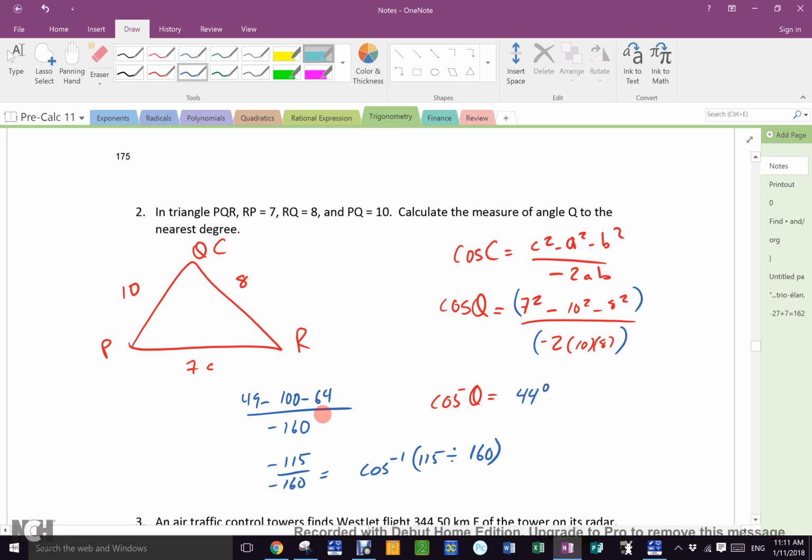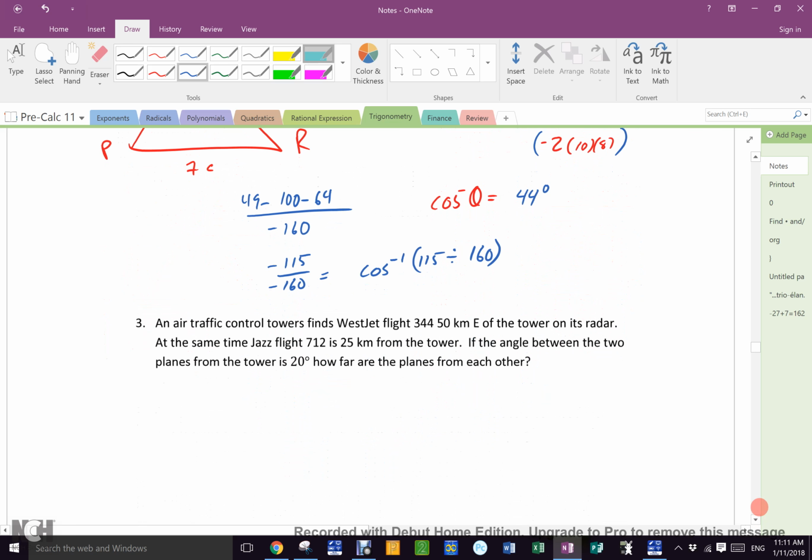Meanwhile, the rest of you, have a look at number 3. And please be careful, guys. I have had so many kids hand this question in to me on a test, telling me that the flight is 34,450 kilometers away. Everybody see the problem with that? WestJet Flight 344 is 50 kilometers away. If an airline was 34,000 kilometers away, it would be in space.